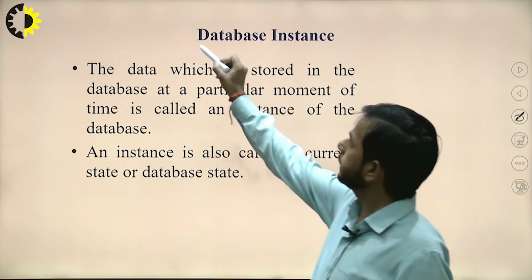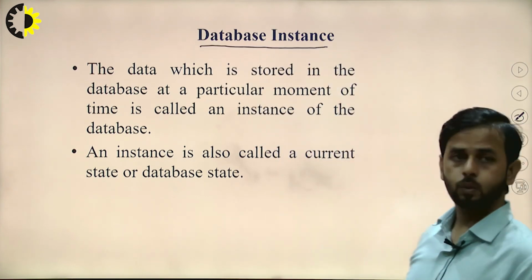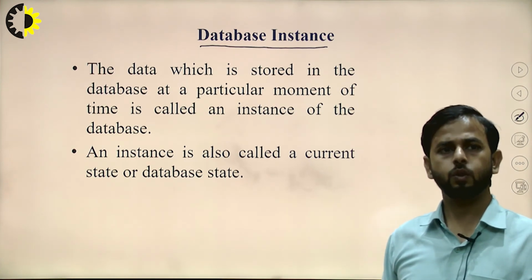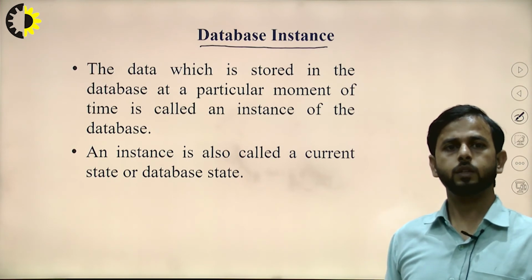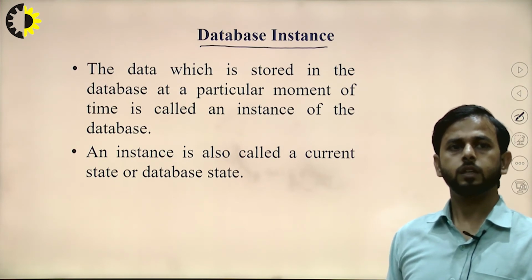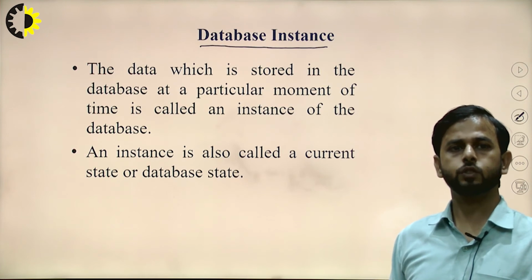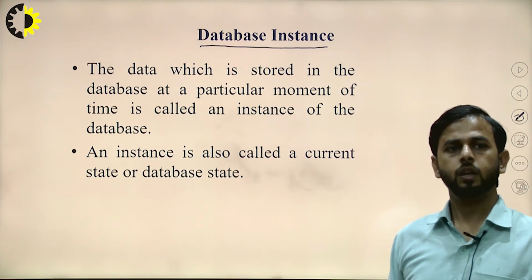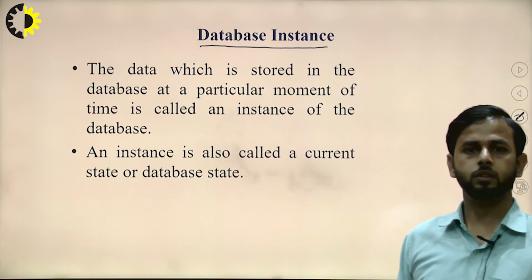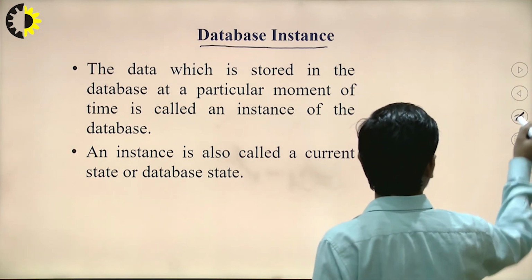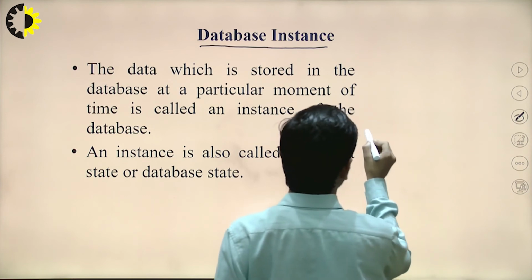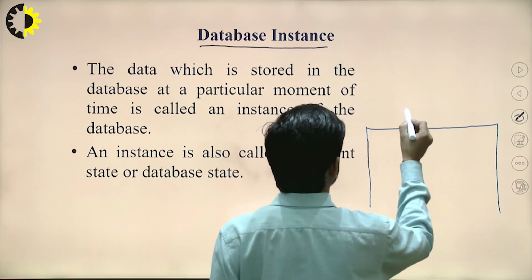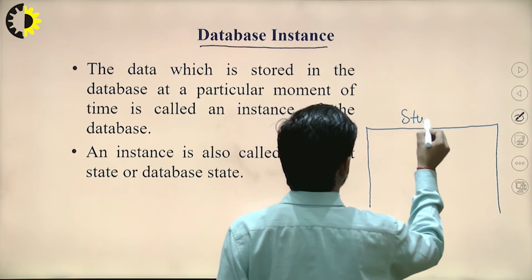Next is the database instance. So what do we mean by database instance? The data which is stored in the database at a particular moment of time is called an instance of the database. An instance is also called a current state or database state. Suppose I have one database table, suppose student.